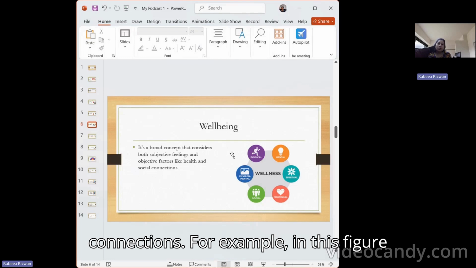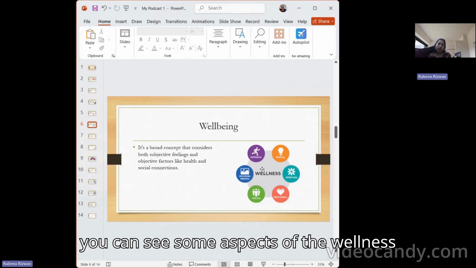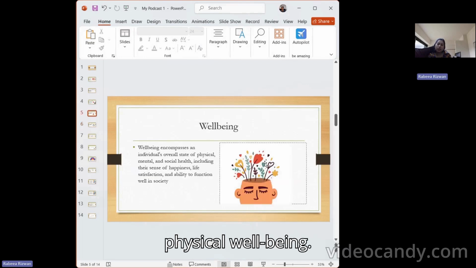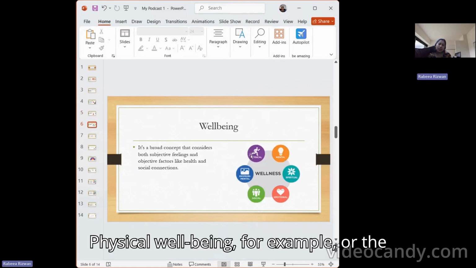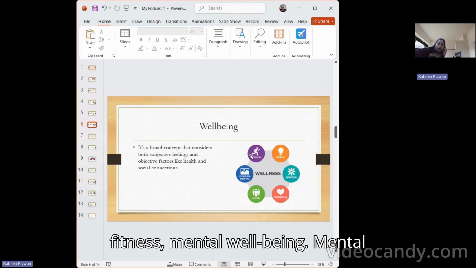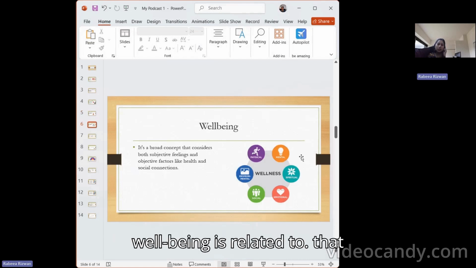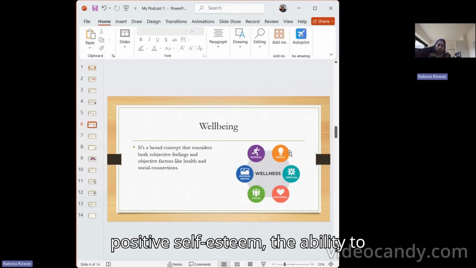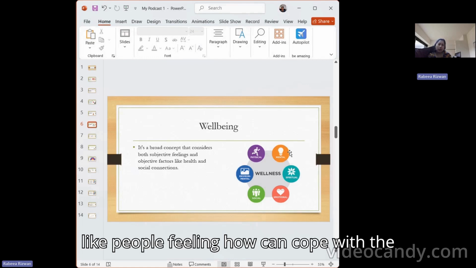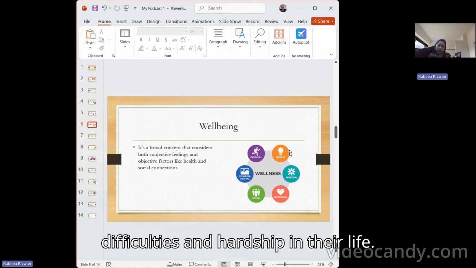For example, in this figure you can see some aspects of wellness, and I'm discussing with you the key aspects of well-being. For example, physical well-being is about good health, energy levels, and physical fitness. Mental well-being involves emotional stability, positive self-esteem, and the ability to cope with stress and adversity, like people feeling they can cope with the difficulties and hardships in life.